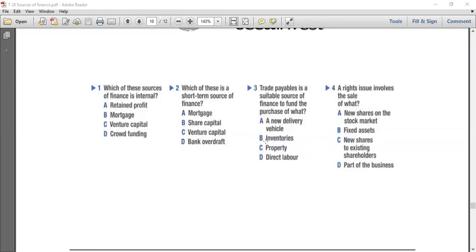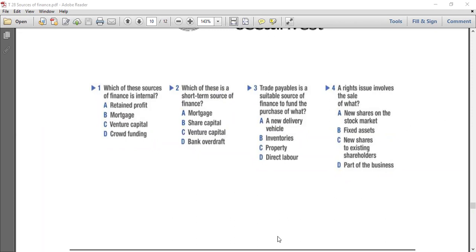Okay, last MCQ, the rights issue involves the sale of what? Okay, this time. Okay, Rajiv. No, sir, is it new shares to existing shareholders? Correct answer. Very good. Yes, correct. Excellent. Rights issues involve sale of new shares to existing shareholders. Right. That's the correct answer.